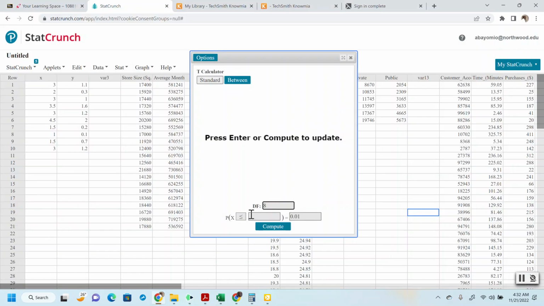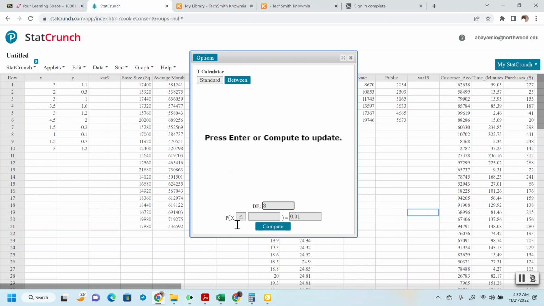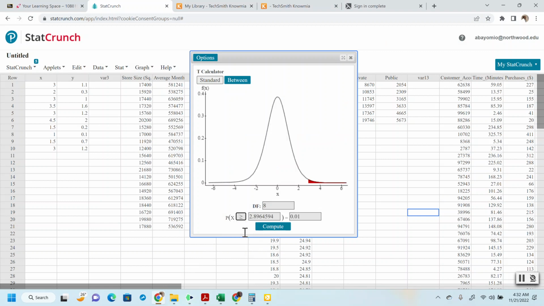And then in what tail do you have this probability of 1%? It's in the greater than region. It is greater than an unknown value. So I want to make sure I choose greater than. And immediately I choose greater than, it will tell me the proportion in the t distribution that is greater than an unknown value. And that unknown value is 2.8964. That is your critical value.